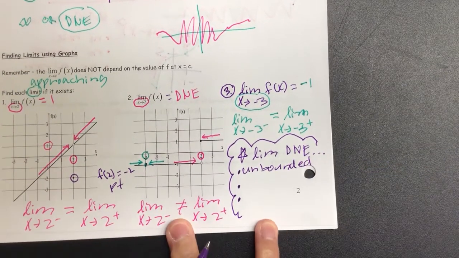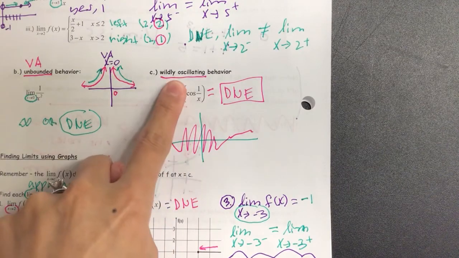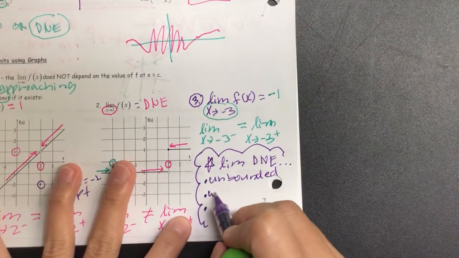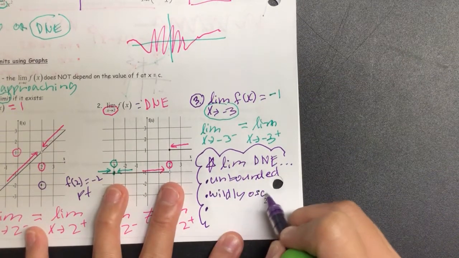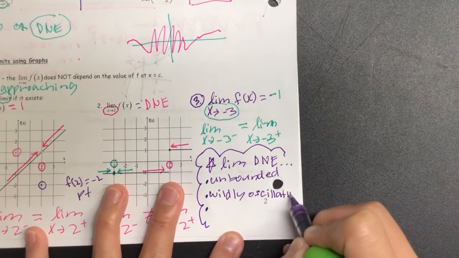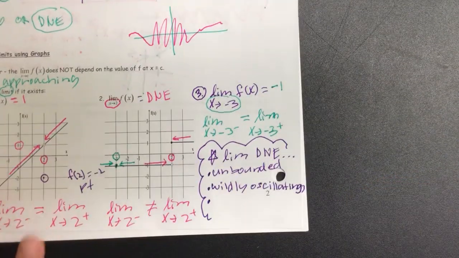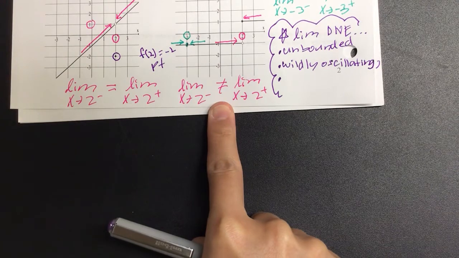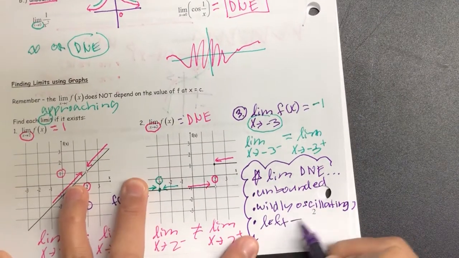Let's go to our second one. Did our limit exist over here? No, because it was oscillating, but specifically wildly oscillating. Can I fit oscillating? Whoa, oh no, it went over to the next page. And then my third one that we just did, it'll be when the left and the right do not equal. So the way I'm going to write it out is just left does not equal the right.